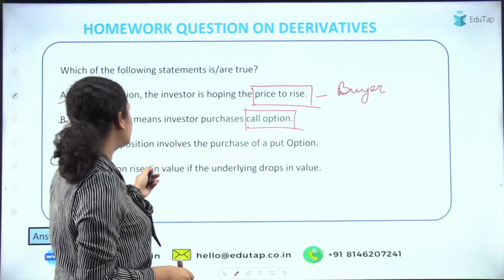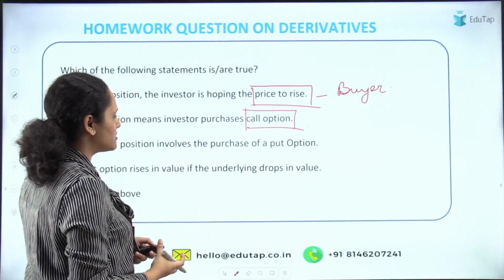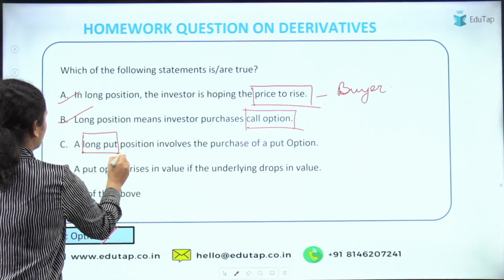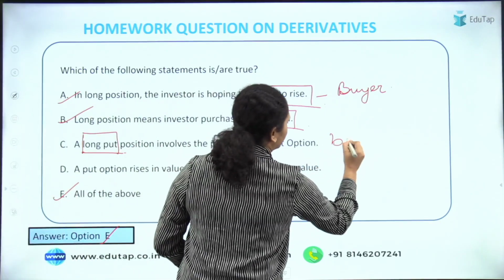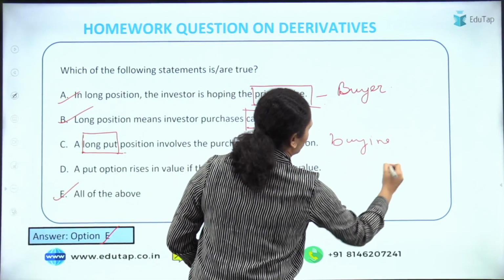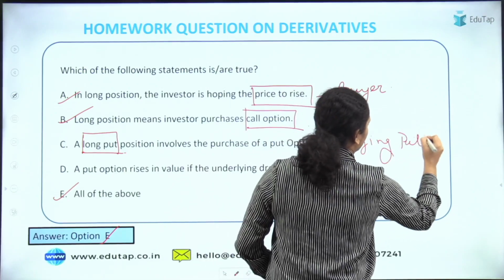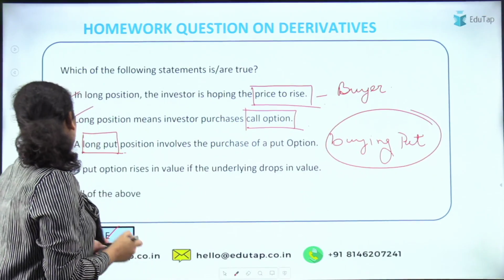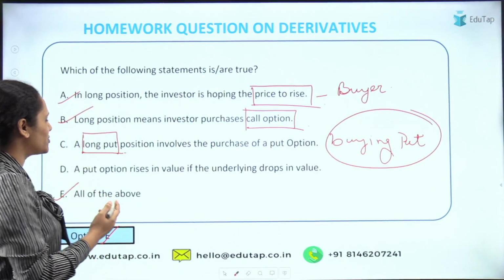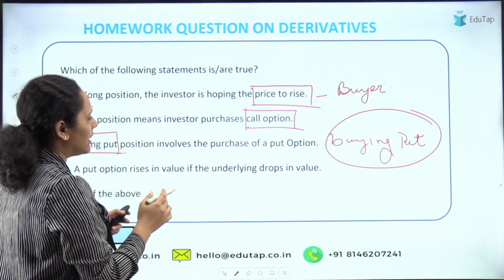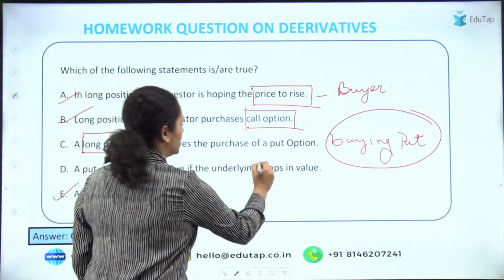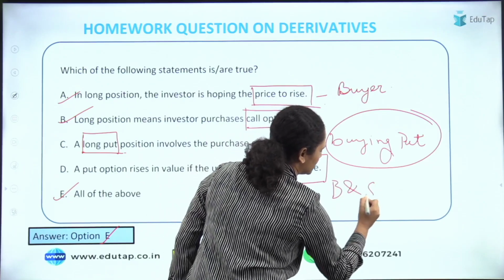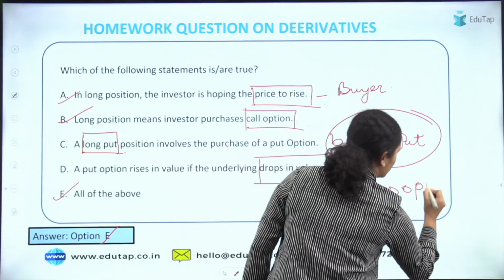A long put is a position which involves the purchase of a put option. Long put simply means buying a put option. Okay? What does buying a put option mean? We'll get to know this further in this session. And the last option says that a put option rises in value if the underlying drops in its value. Always keep in mind that the buyer and seller have an opposite viewpoint.